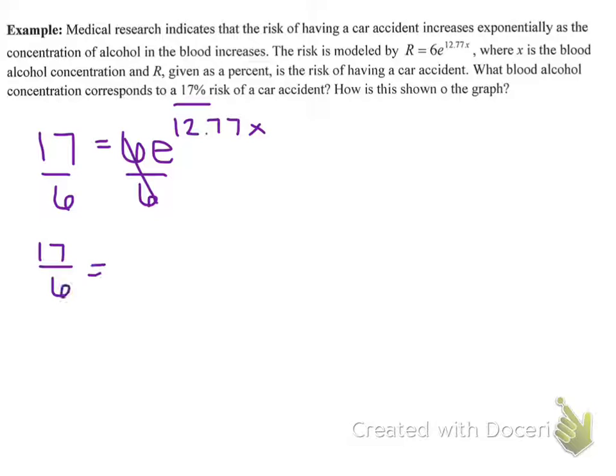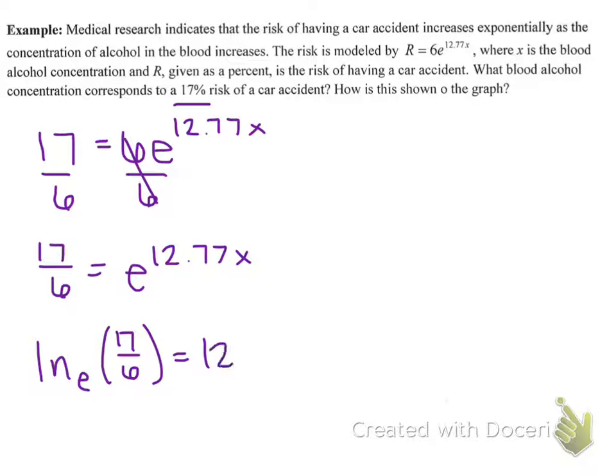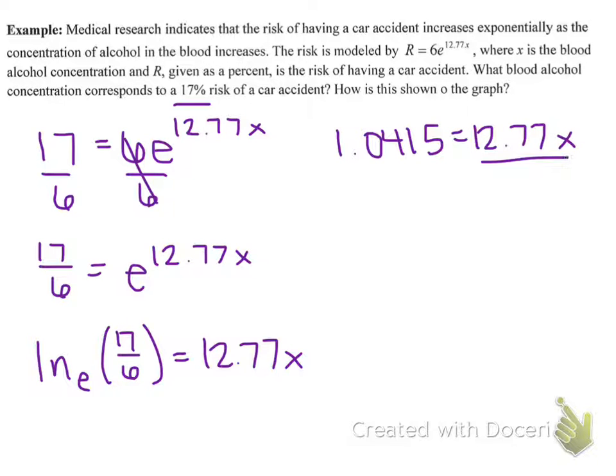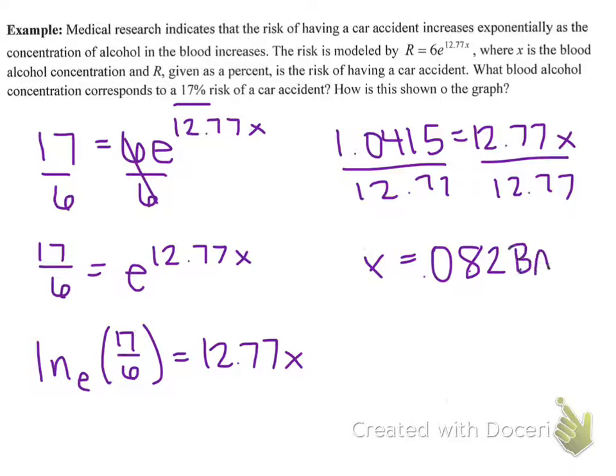So from here, I have an exponential equation. In order to solve it, I need to put it in log form. So I'm going to use natural log: ln of 17 over 6 equals 12.77x. Again, calculators are in base e, so you just type natural log of 17 over 6, and we get the decimal 1.0415. I would say let's try and use 4 decimal places when we are doing word problems. We'll divide both sides by the 12.77, and we get x equals 0.082 is their blood alcohol content.